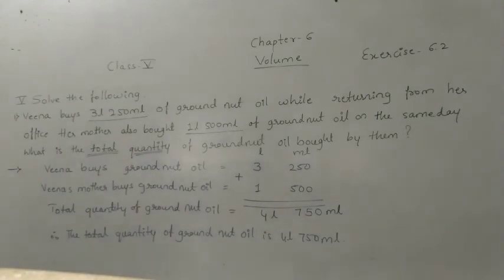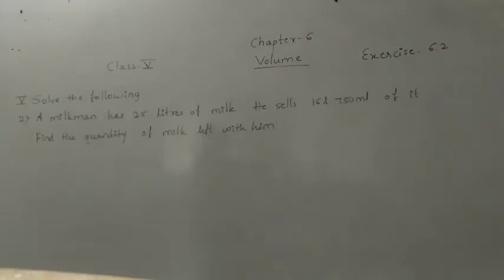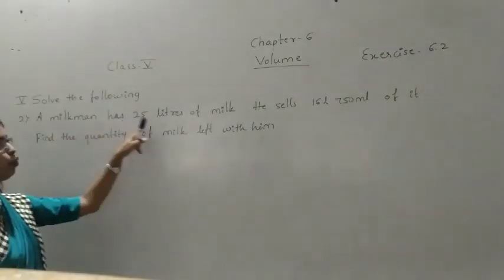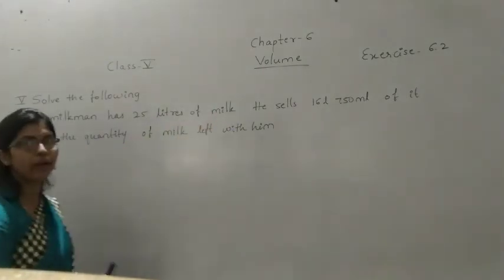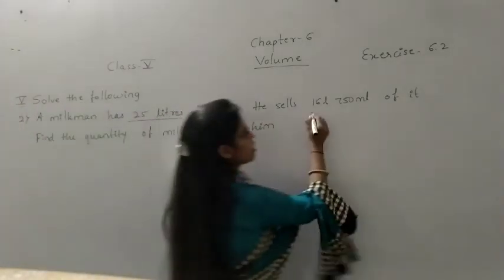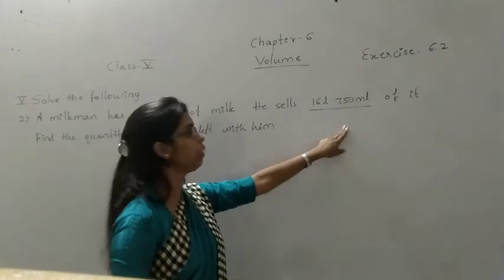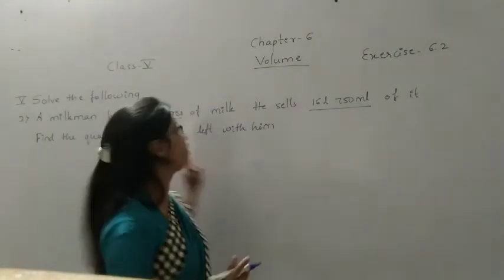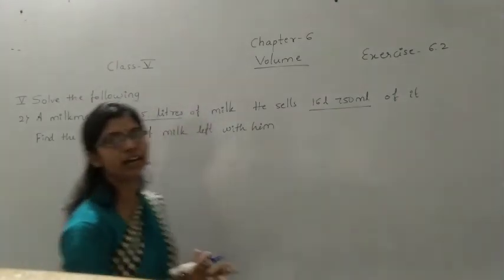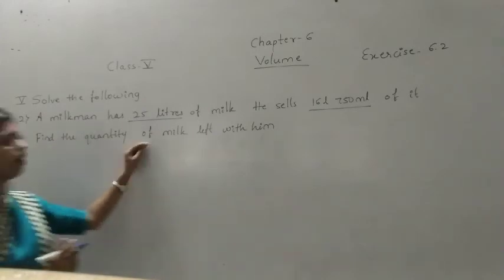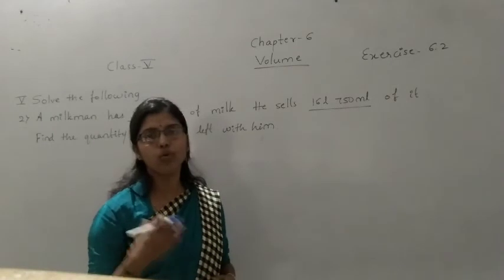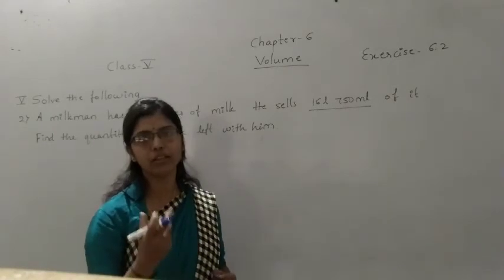Now the second question. A milkman has 25 liters of milk. He sells 16 liters 750 milliliter of it. So in that 25 liters, he sells 16 liters 750 milliliter of milk. Find the quantity of milk left with him. So here they are asking how much milk is left with the milkman. That is, we should subtract. Whatever quantity they have given, we should subtract it.